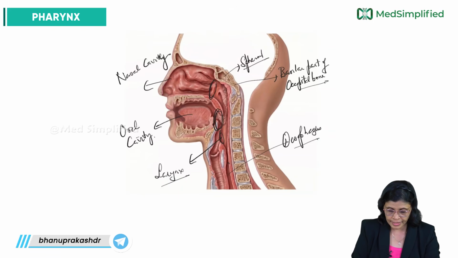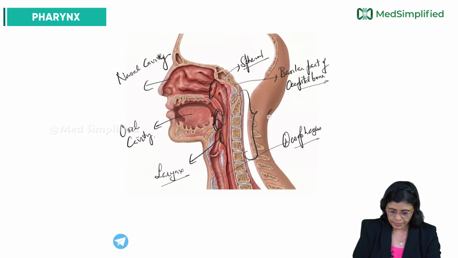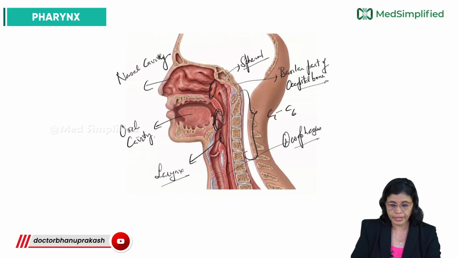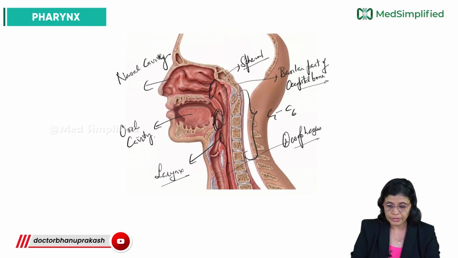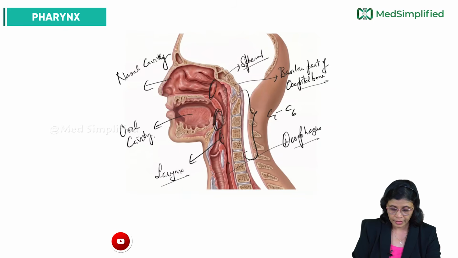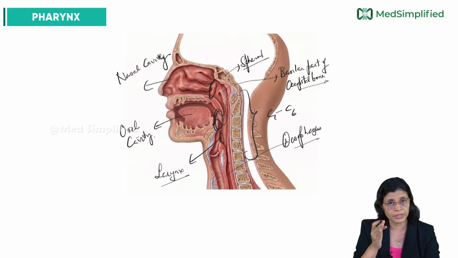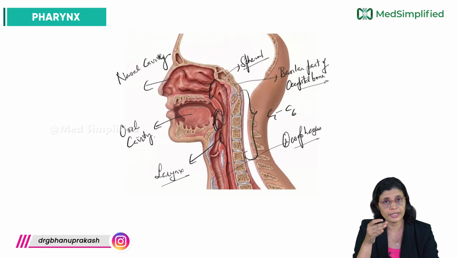And behind, it is supported by the upper C1 to C6 cervical vertebrae along with its intervertebral disc. In front of that there will be pre and paravertebral muscles which are covered by the prevertebral fascia. So all of them will be the relations posteriorly, and between that there will be a space which we call the retropharyngeal space. Retro is behind.